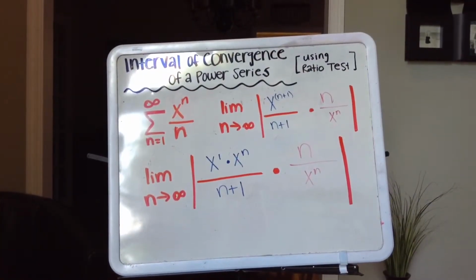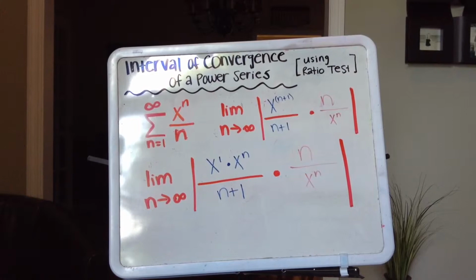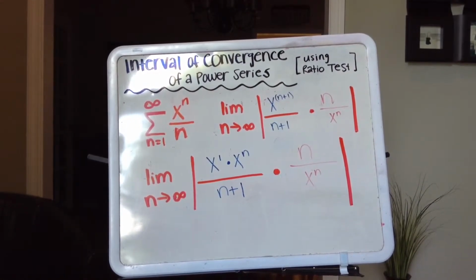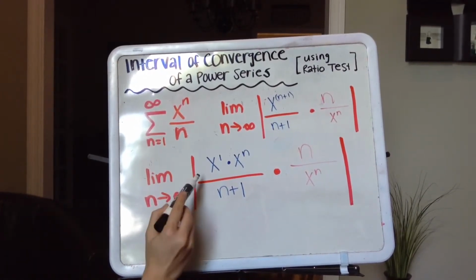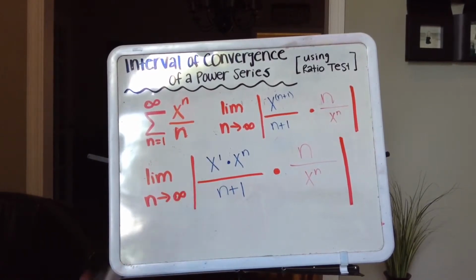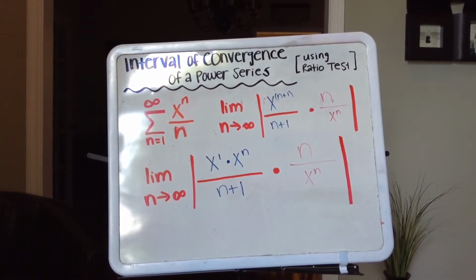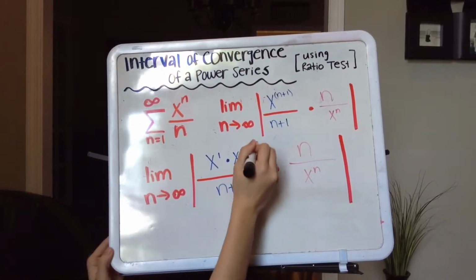Okay, so now we have the limit as n approaches infinity of the absolute value of x to the 1 times x to the n over n plus 1 times n over x to the n. You might be wondering how we got x to the 1 times x to the n. We did this using fundamental exponential rules. Now it is easier to see that the x to the n cancels.